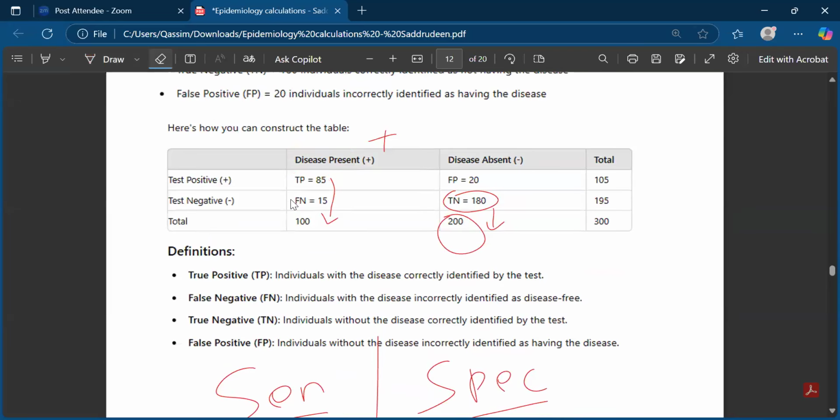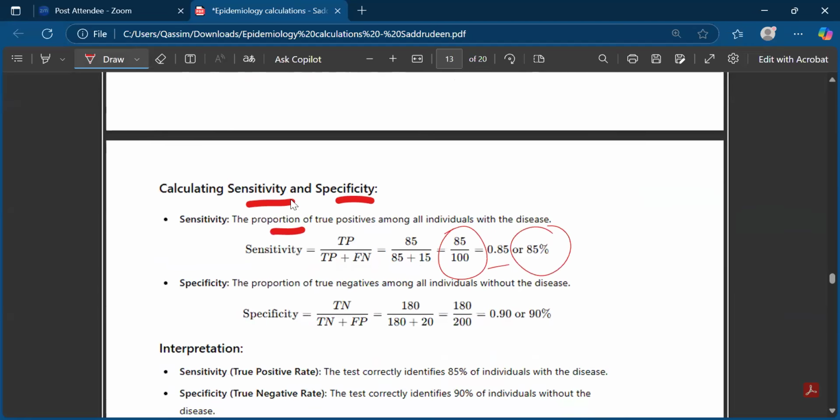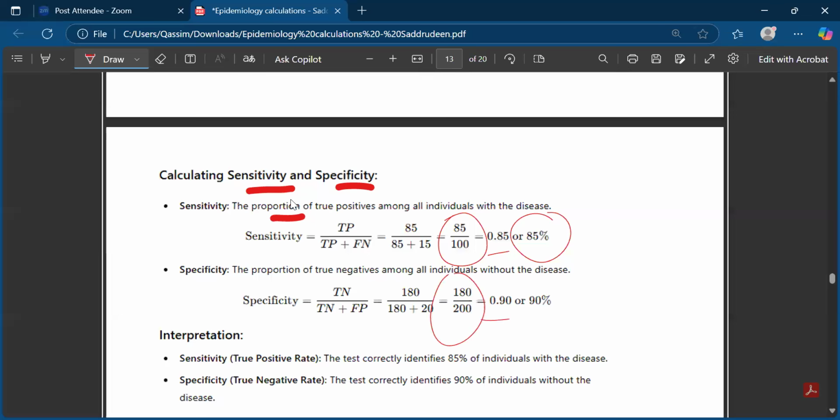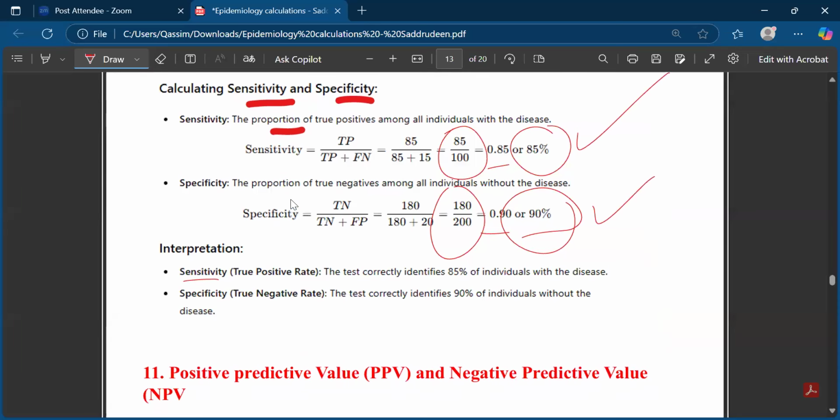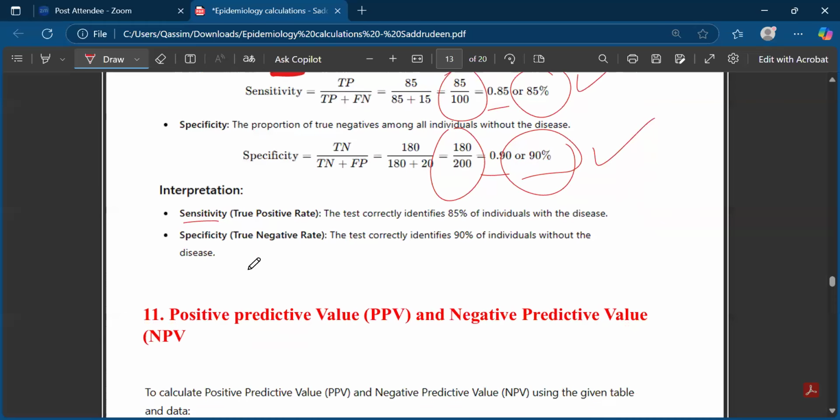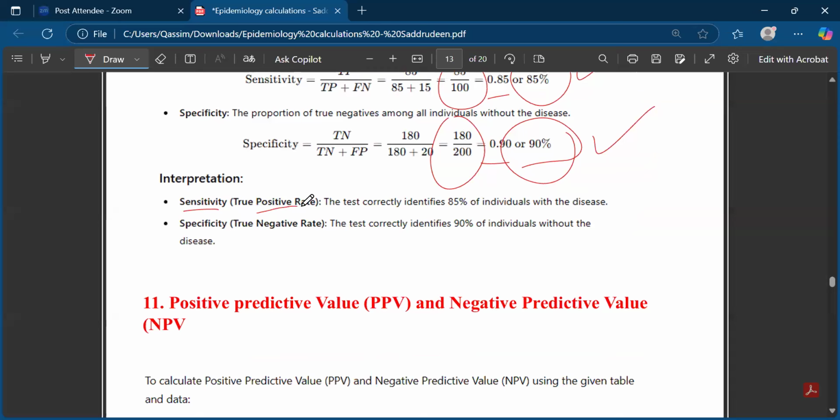Here they just took the 85 over 100, the total. Whenever you hear sensitivity and specificity, your mind should readjust. Take the true positive and go down to the total. If you're told specificity, true negative, you go down to 200. You get that fraction, you can multiply to a percentage. Here they got 180 over 200, 0.9 or 90%. So the sensitivity is 85% and the specificity is 90%. Basically, sensitivity is the true positive rate and specificity is the true negative rate.